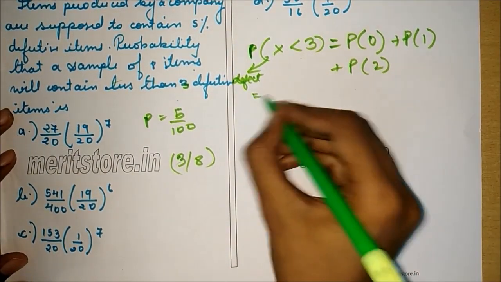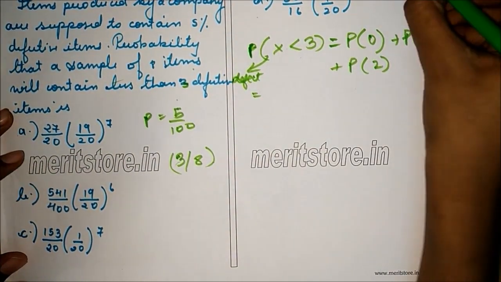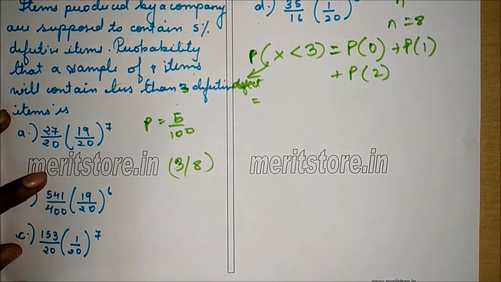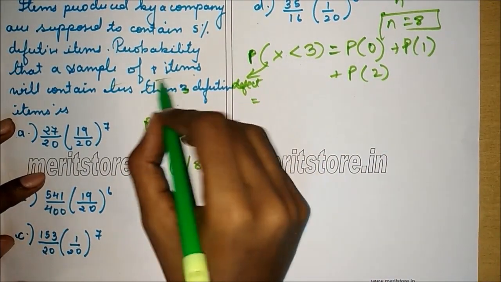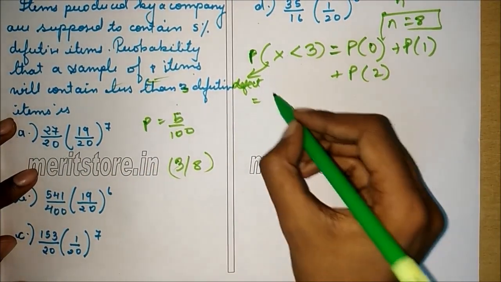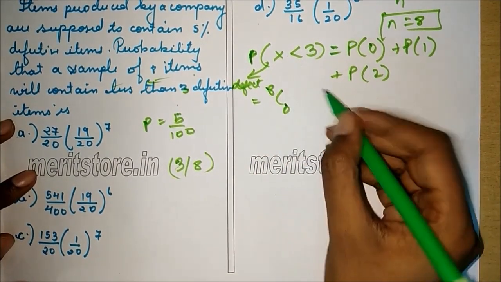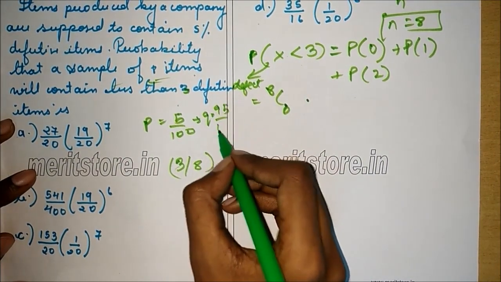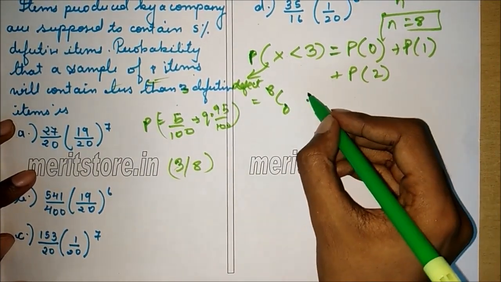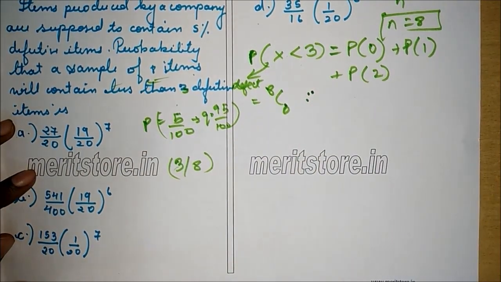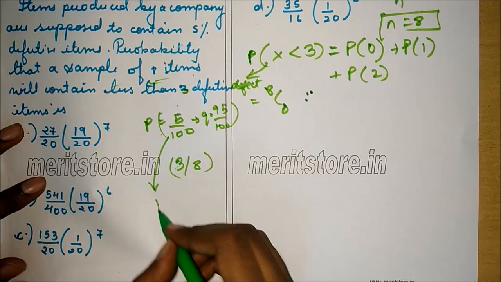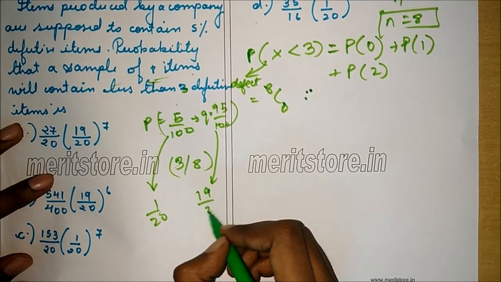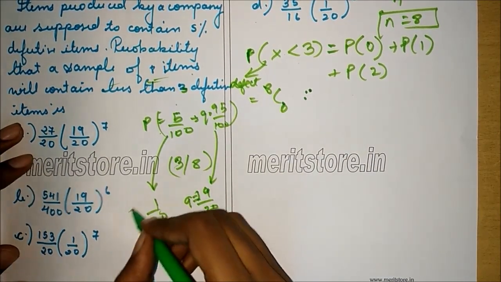So in this case N is 8, since our sample is 8 items. So this will be 8C, R is 0. So 8C0, P is 5 by 100, so Q will be 95 by 100. 5 by 100 can be written as 1 by 20, and 95 by 100 can be written as 19 by 20. So Q is 19 by 20 and P is 1 by 20.